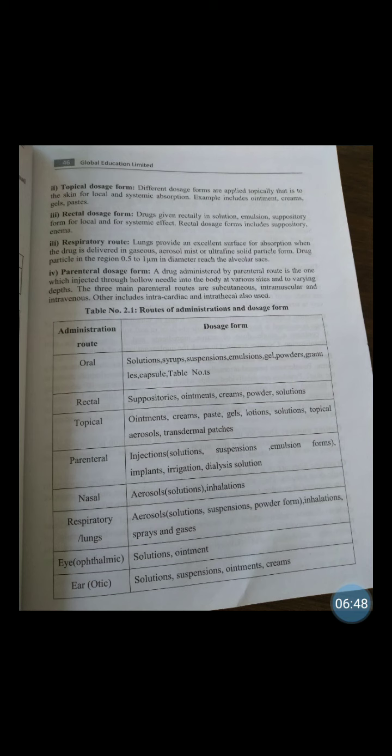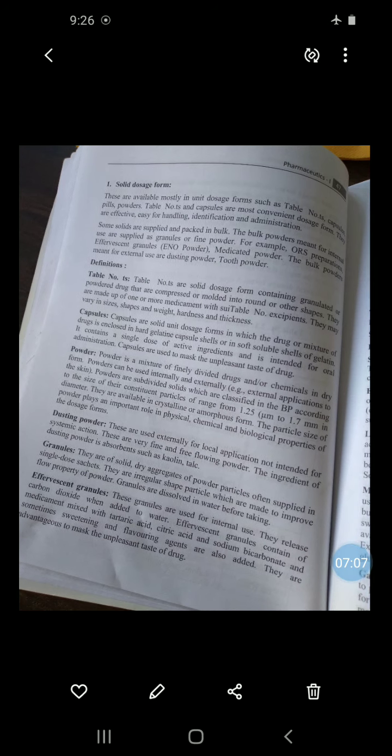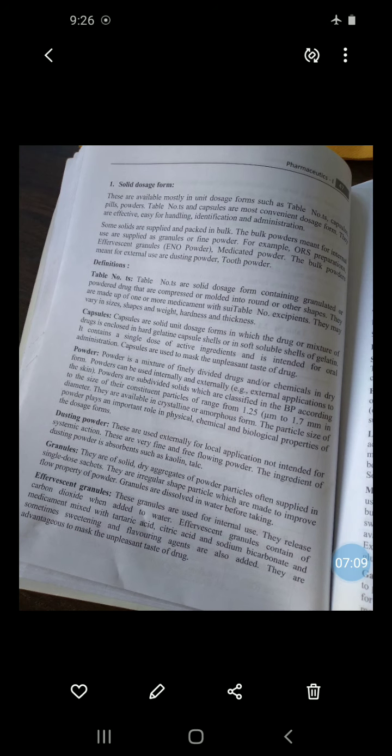So these are the two different classifications of dosage form. The first classification is based upon the physical form, the final product, and the second is based upon the route of administration. So this is all about classification. Next, we will see in detail the definitions of each and every example of dosage form, one by one.